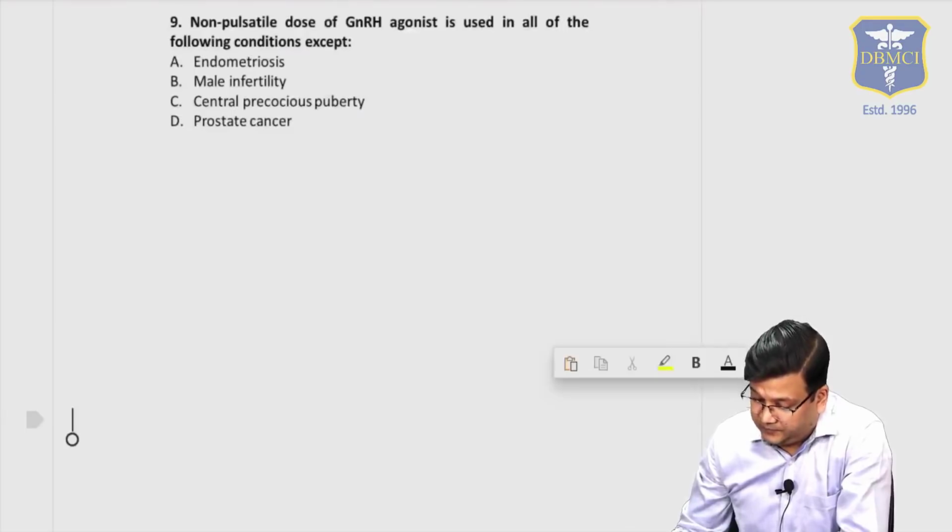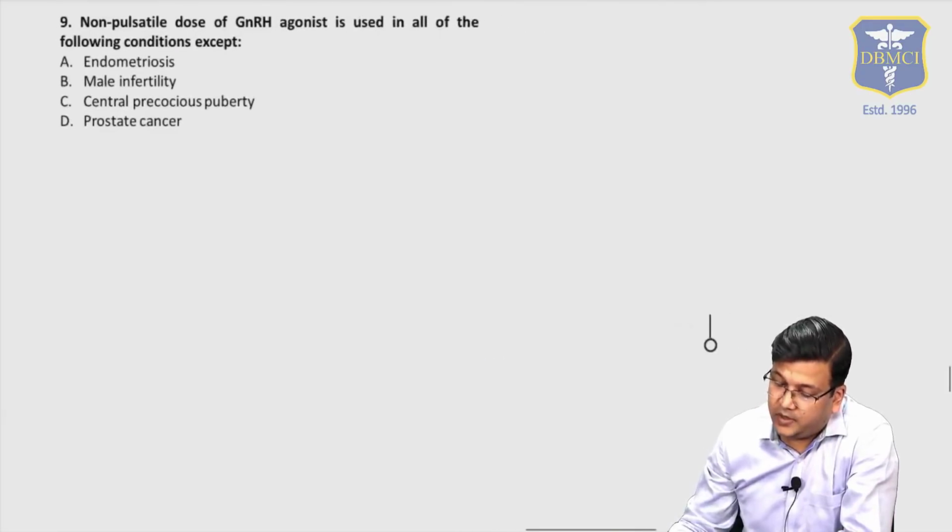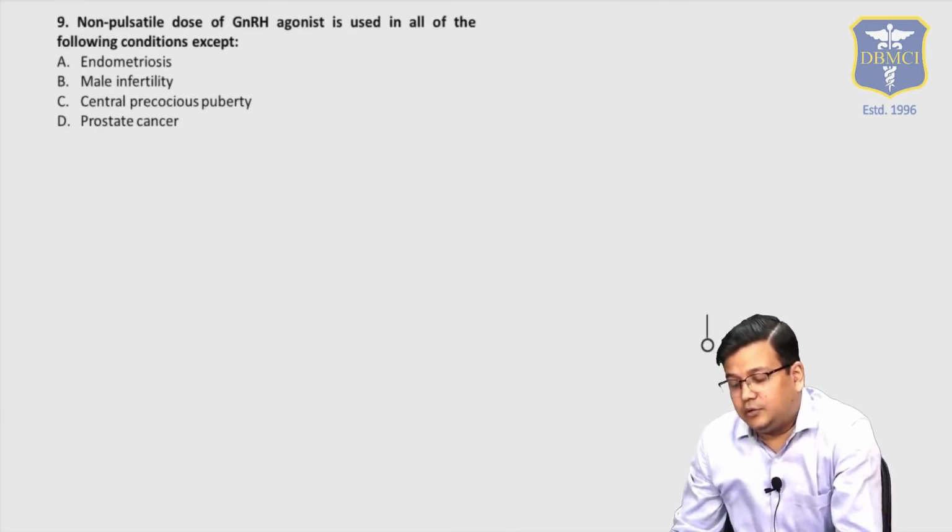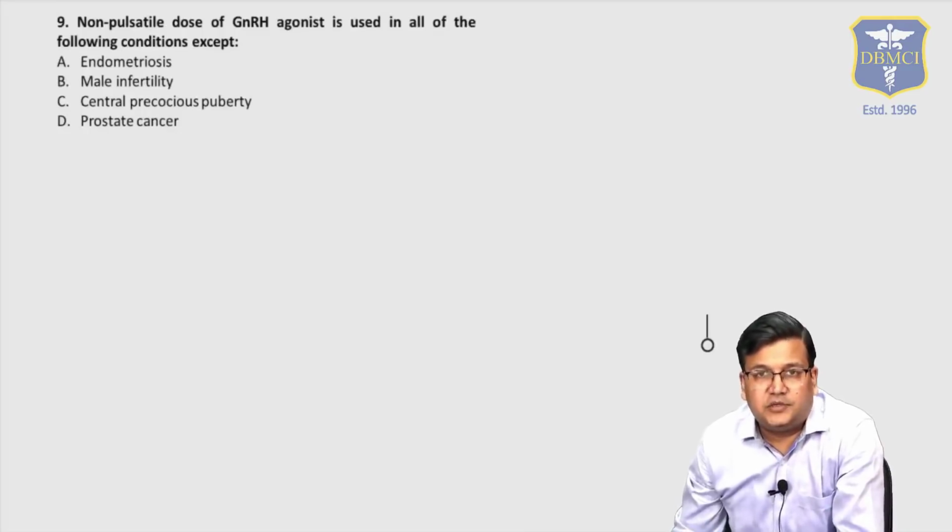Question number 9. Non-pulsatile dose of GnRH agonist is used in all of the following conditions except. So what is GnRH agonist? That is number one thing to understand. What is pulsatile use? What is non-pulsatile use?